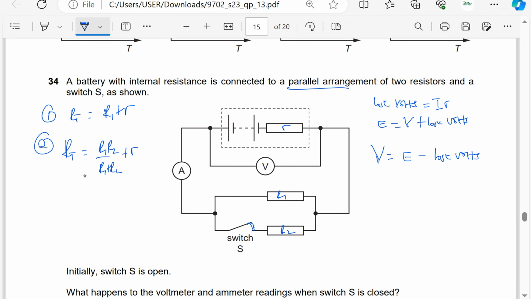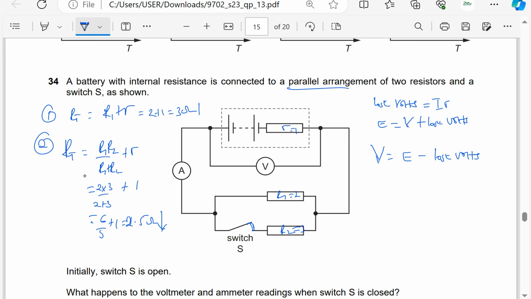Let's just use numbers. Let this be 1, let this be 2, let this be 3. Initially, this would be 2 plus 1, which is 3 ohms. And this one would be 2 times 3 over 2 plus 3, then plus 1, which is 6 over 5 plus 1, which is 2.2. So you see, the total resistance decreases. Here it was 3, and here it has decreased.